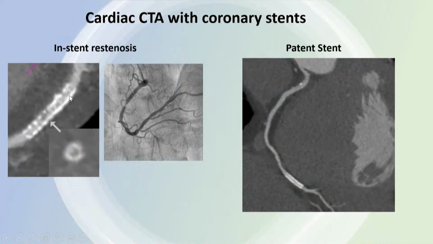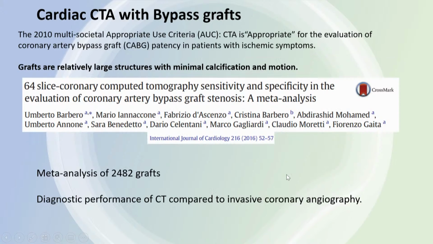This is what in-stent restenosis will look like. So the contrast is not filling the entire lumen of the stent. You can see here the hypo-attenuated areas. And when you do the cath, that's a significant lesion in the RCA. This is a patent stent with nice uniform filling of the contrast throughout the stent lumen.